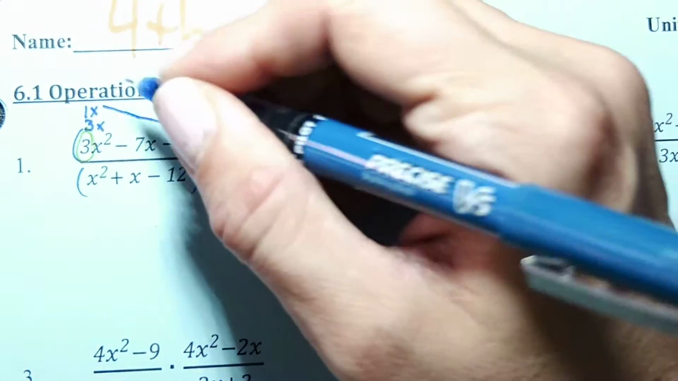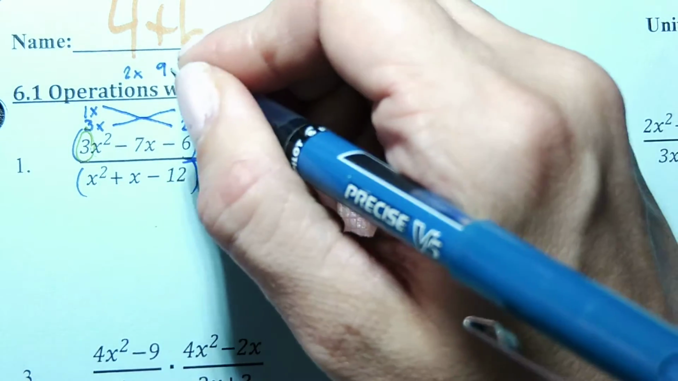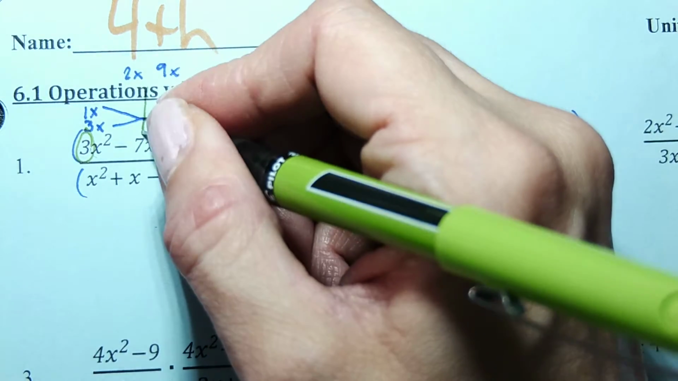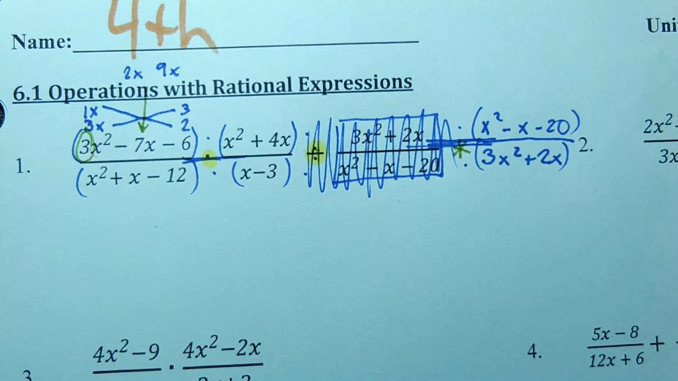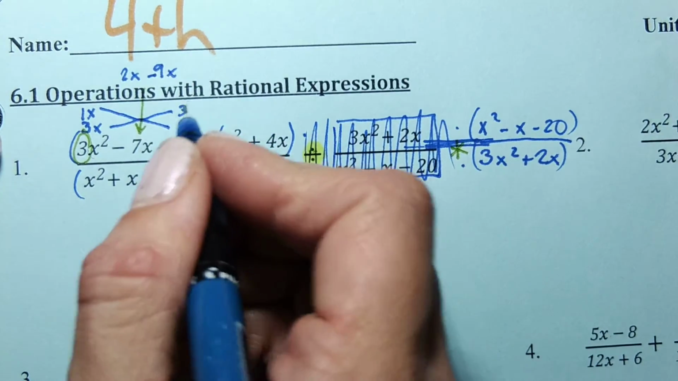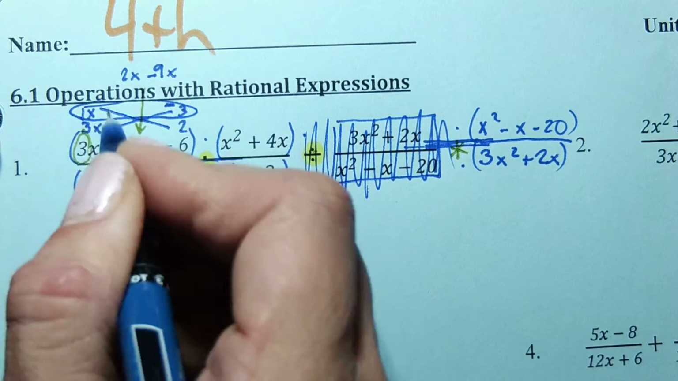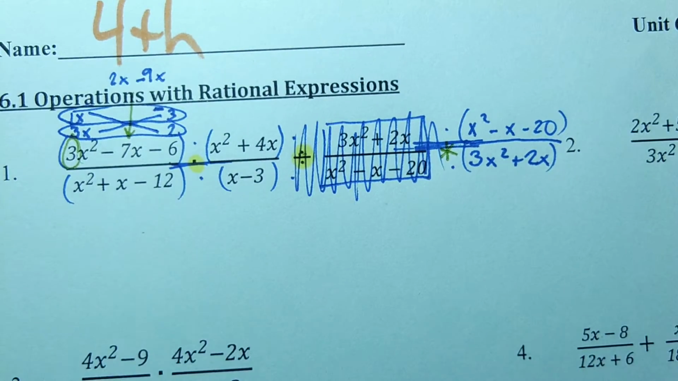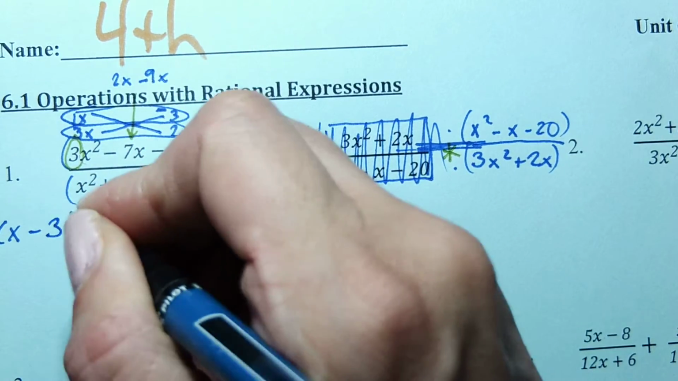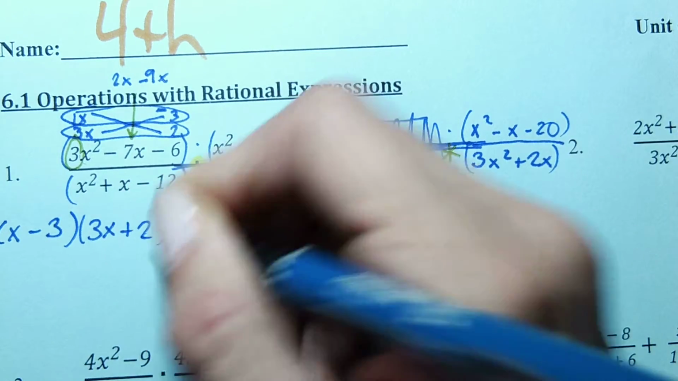So 1x times 2 is 2x. 3x times 3 is 9x. If we want that sum to be negative 7, who needs to be negative? The 9. So to get that 9 to be negative, we need that 3 to be negative. So the 1x gets paired with the negative 3, and the 3x gets paired with the 2. So x minus 3, 3x plus 2.